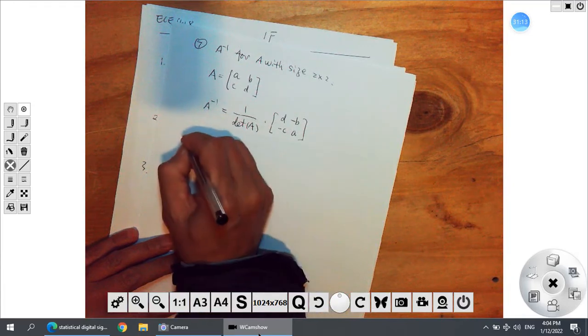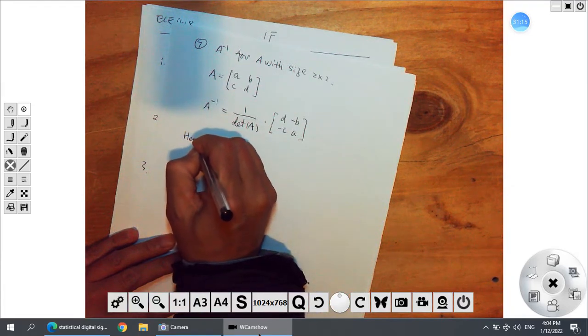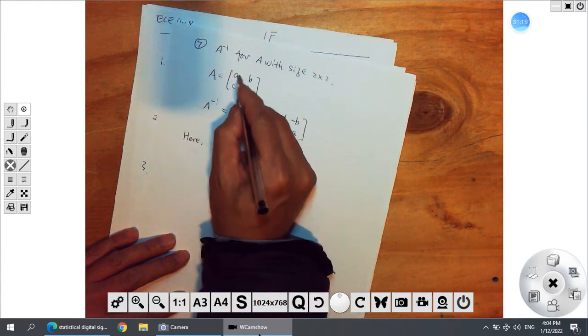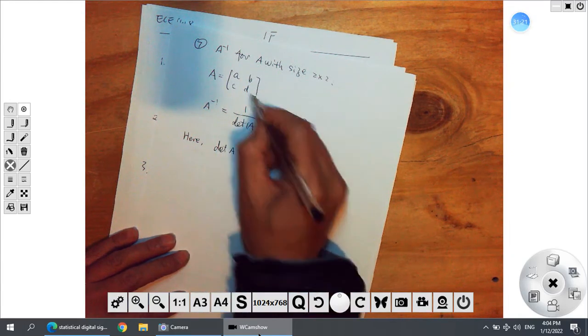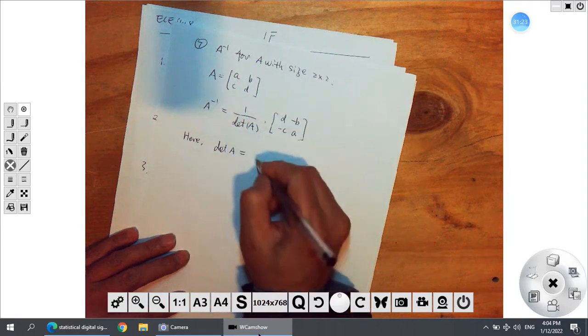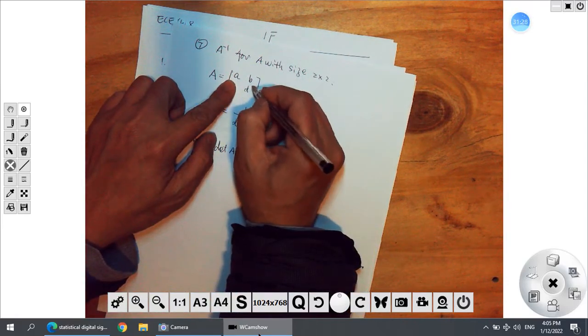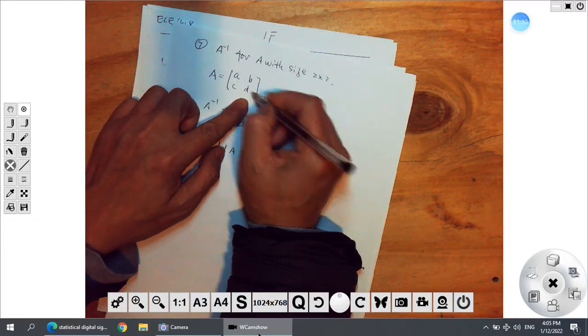The determinant of A, by the definition, we need to use the first element A times the rest part. Now the rest part is just D. So it is A times D.